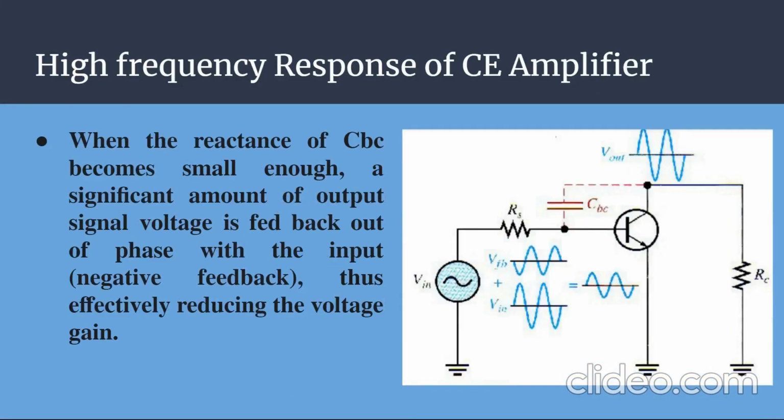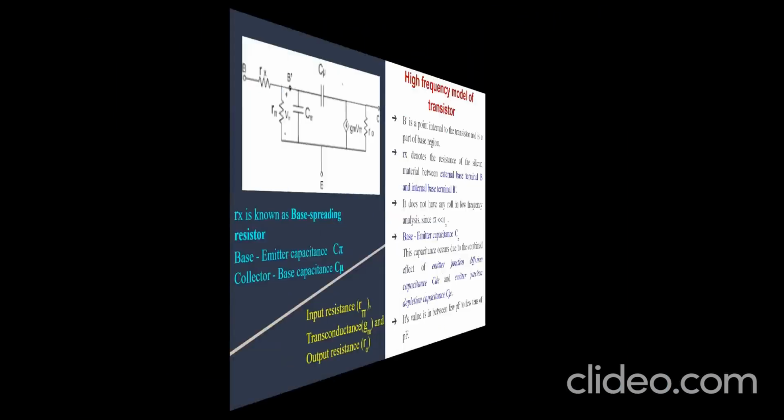Also, when the reactance of the base-collector junction capacitance becomes small enough, a significant amount of output signal voltage is fed back out of phase with the input. This is basically a negative feedback and thus effectively reduces the voltage gain.